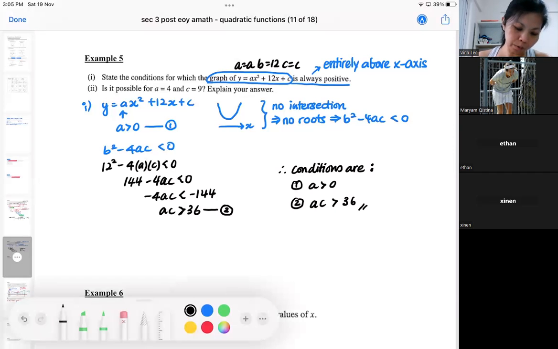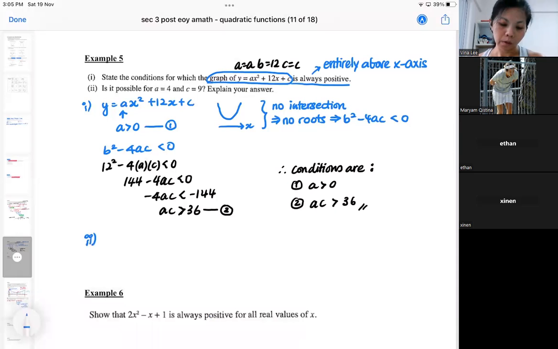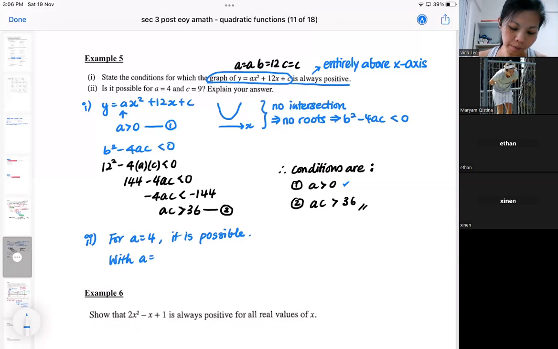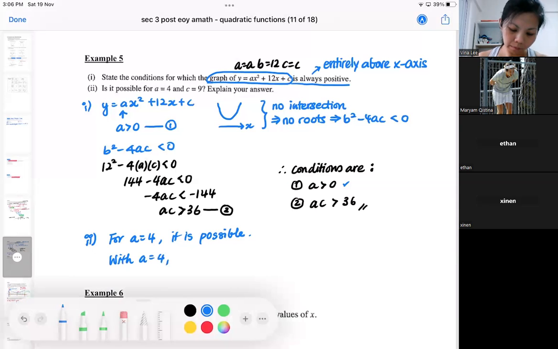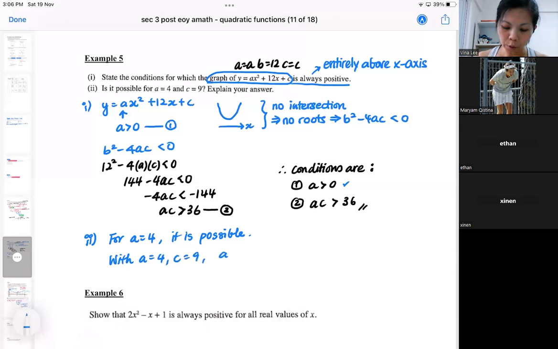So how do I go to part 2? They ask, is A equal to 4 and C equal to 9 a possible value? So for A equal to 4, it is possible because it's a positive value. Am I right? But then if you got A equal to 4 and C equal to 9, you try to multiply them, you will get 36.